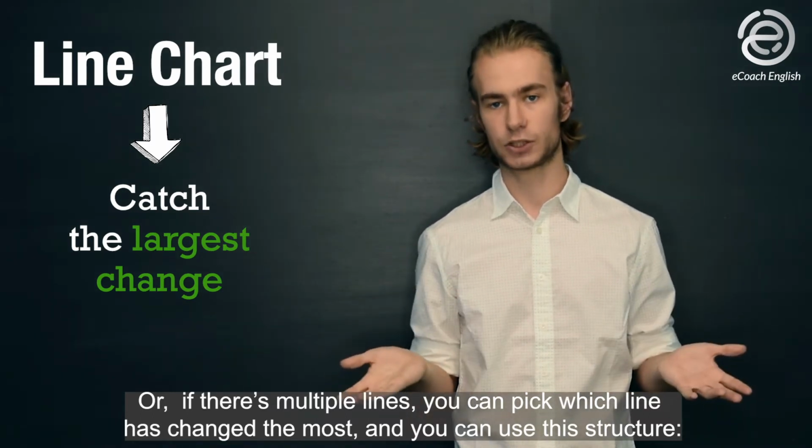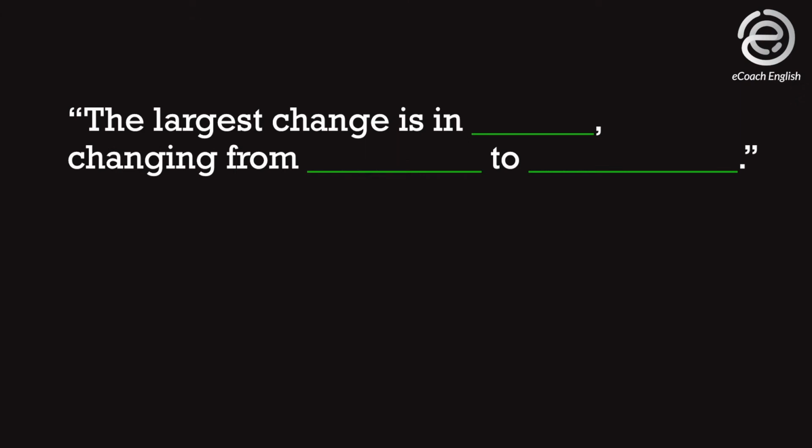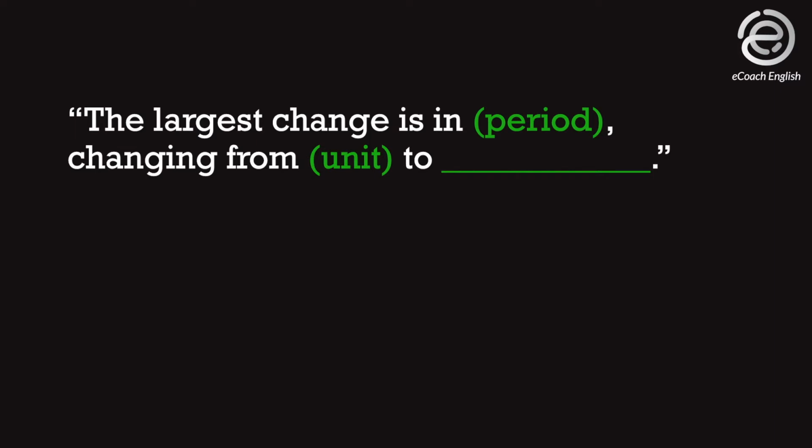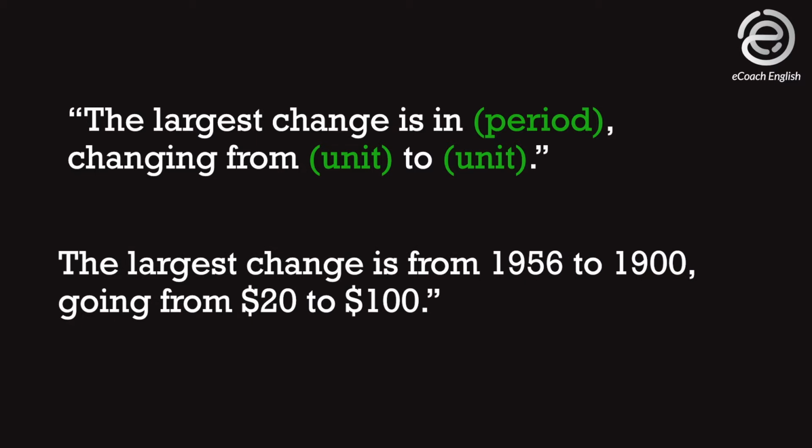And you can use this structure. The largest change is in blank. You can put in the period or the type of line there, and then say, changing from whatever the starting units are to the end units. For instance, you could say, the largest change is from 1856 to 1900, going from $20 to $100. You can read as much of this off the graph, and it's really easy.